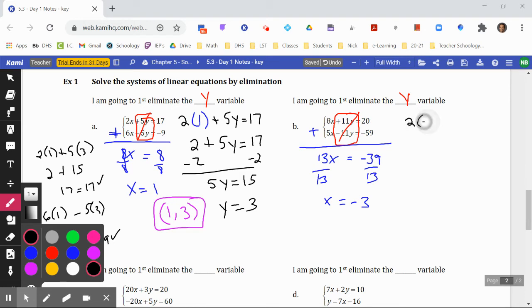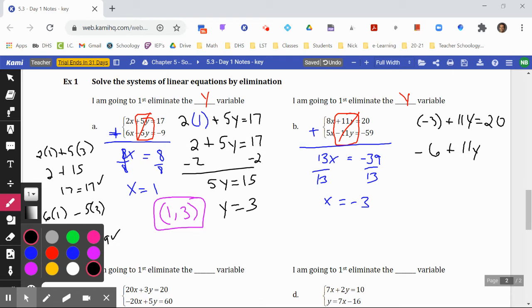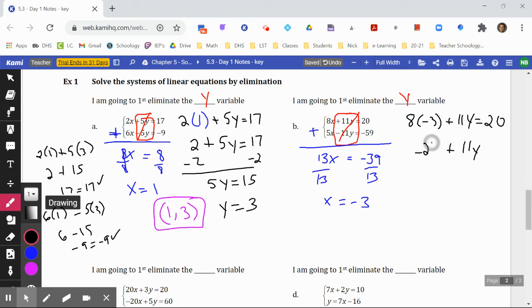So I'm going to do 2 times negative 3 plus 11y is equal to negative 20. So we get negative 6 plus 11y. Oop, that's not 2 times negative 3. That should be 8 times negative 3. Where did I get that 2 from? So this is negative 24 plus 11y is equal to negative 20. I'm going to add 24 to both sides. And we get 11y is equal to 4, which means that y is equal to 4.